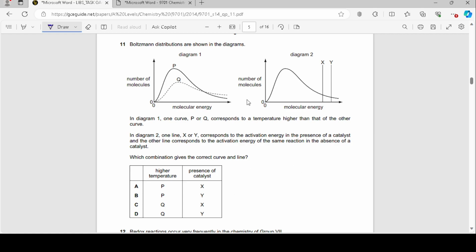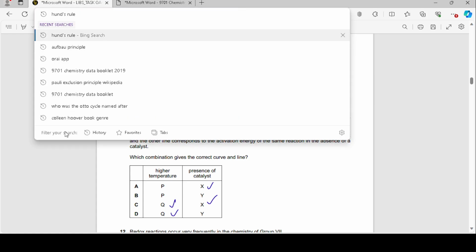Alright, I'll do diagram 2 first. Or maybe I'll do diagram 1 first, but does it really matter? The higher temperature is going to be Q, and the presence of catalyst is going to be, I believe, X. Well, now I'll explain it as well. In a Boltzmann curve, as the temperature increases, the peak becomes flatter, so it's not as pointy, and it also shifts to the right and becomes lower. What is happening?